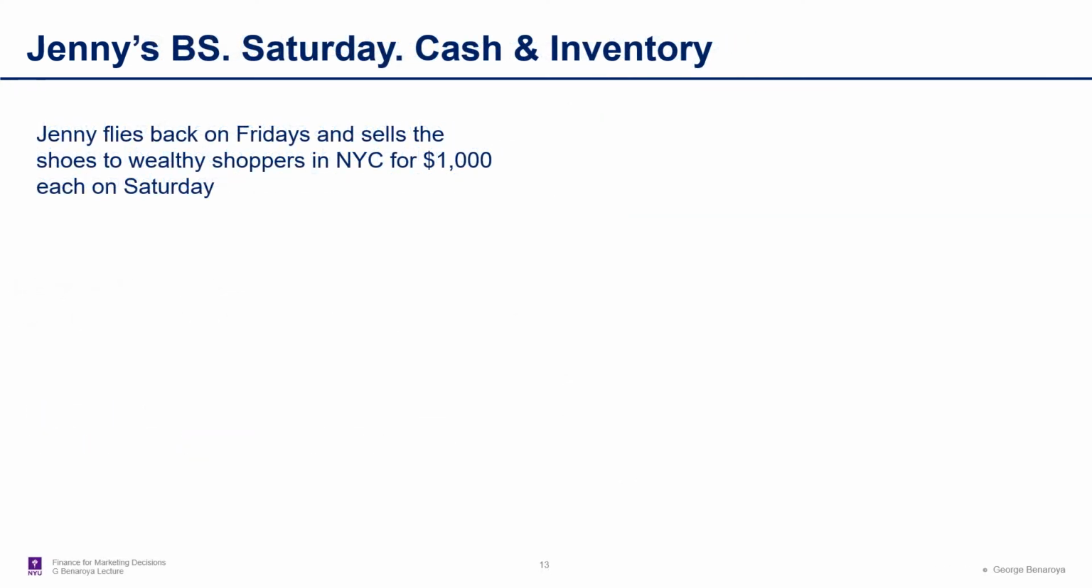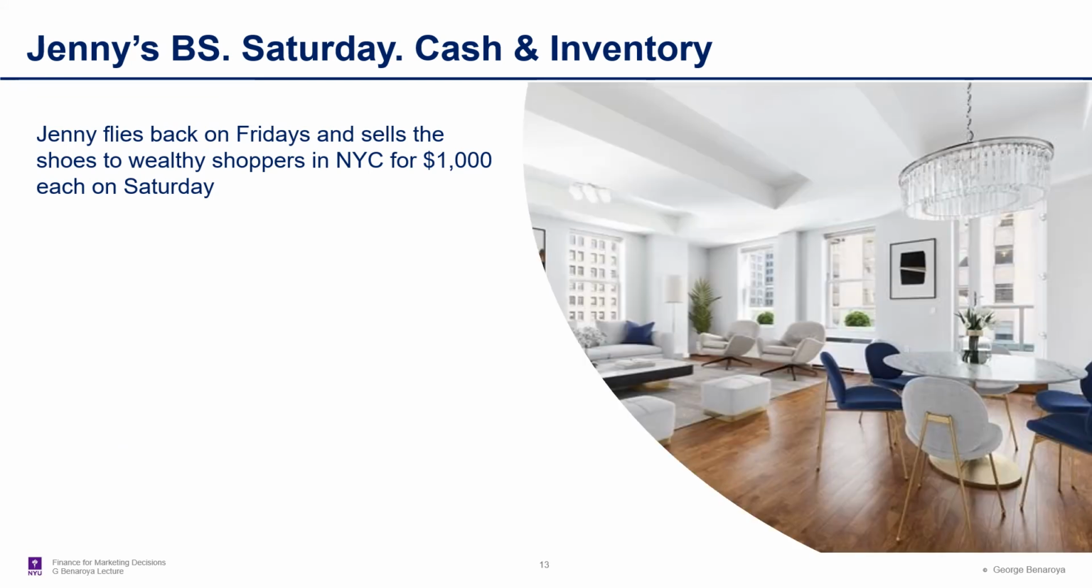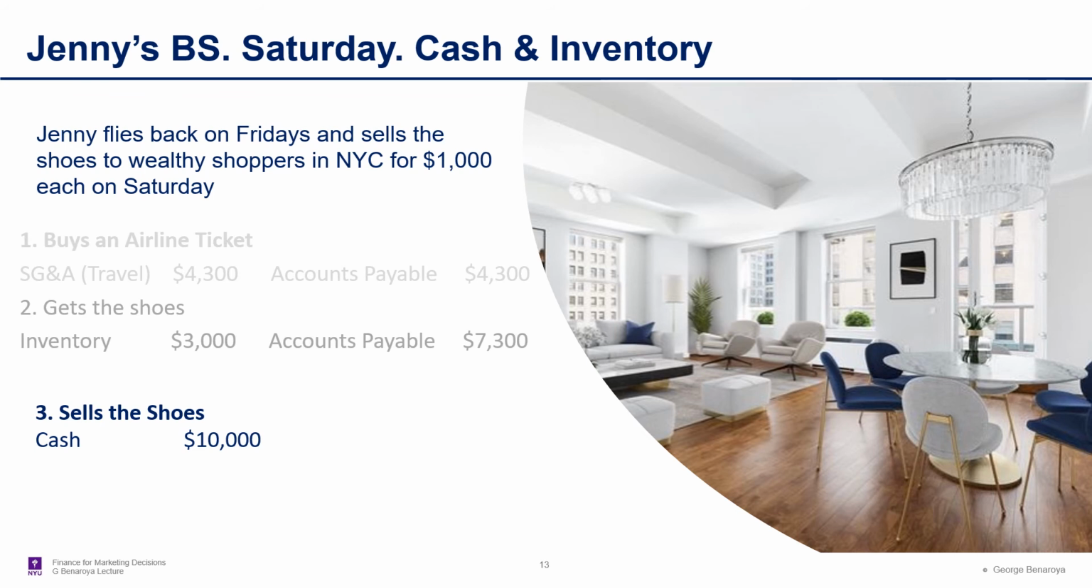Jenny flies back on Fridays, and on Saturday, at her apartment, she sells all the shoes. These are the transactions. 10 pairs at $1,000 each. She gets cash for $10,000. Her inventory goes down from $3,000 to $0 because she doesn't have any more shoes, and she still owes $7,300.